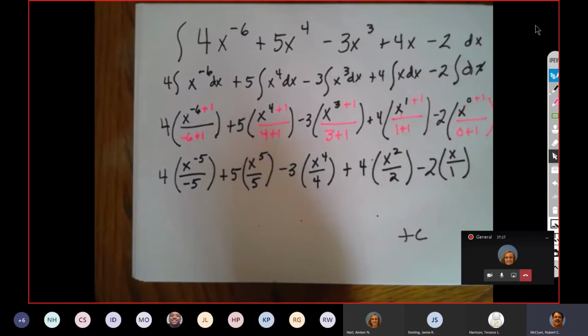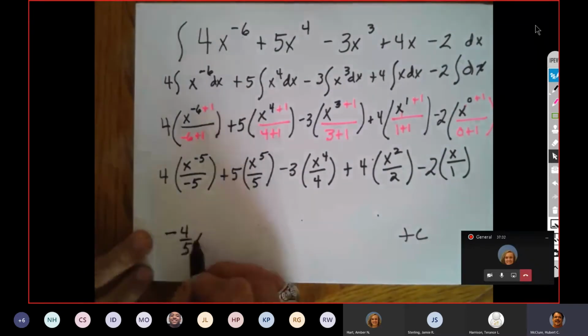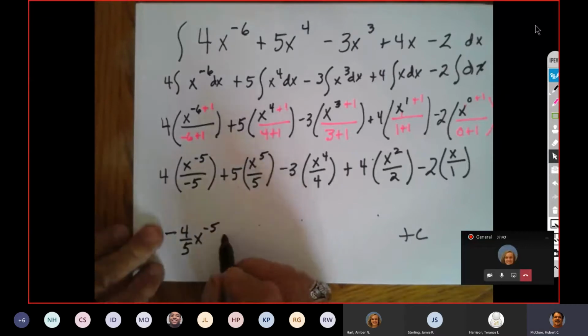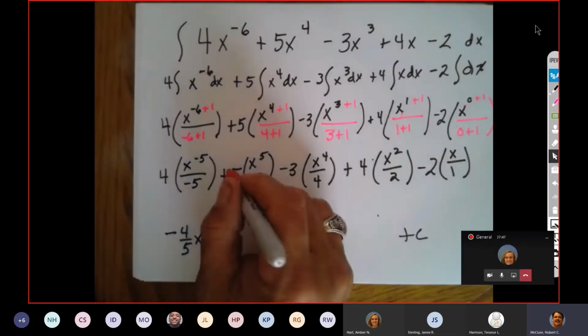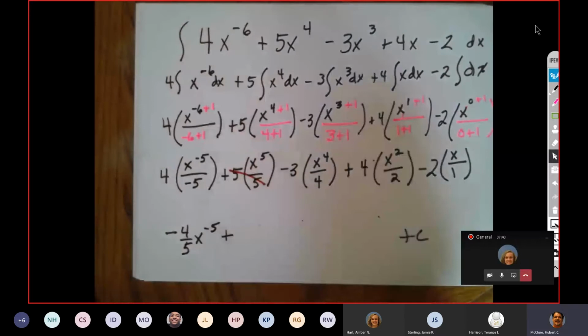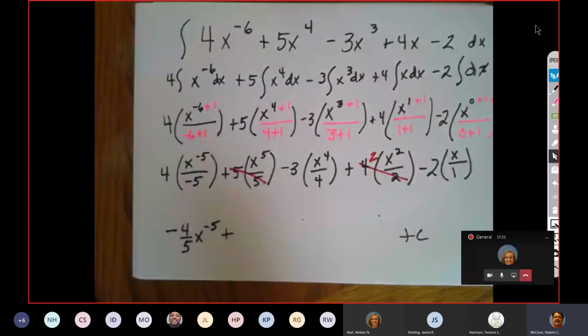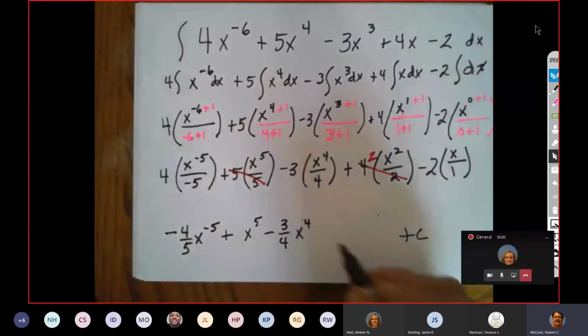And that's going to be negative 4/5 x to the negative 5. You could bring that negative 5 down. I'm going to rewrite it down here. Plus, I'm going to go ahead and take my red pen and take out anything I could take out. That 5 will go out, and that 4 will go out and leave a 2 there. Okay? So x to the 5th minus 3/4 x to the 4th plus 2x squared minus 2x.